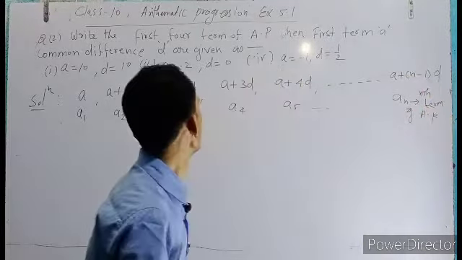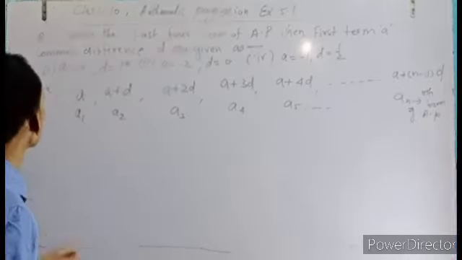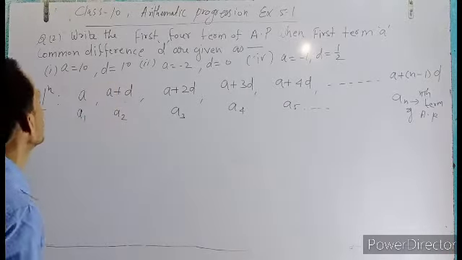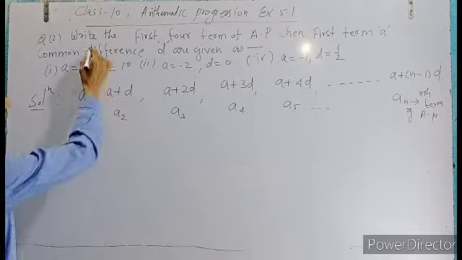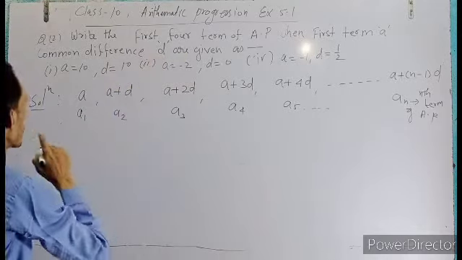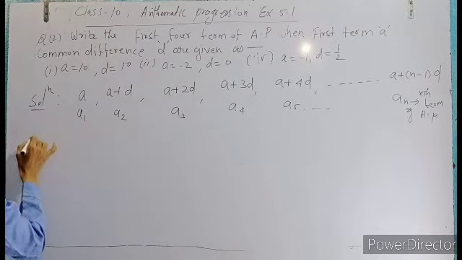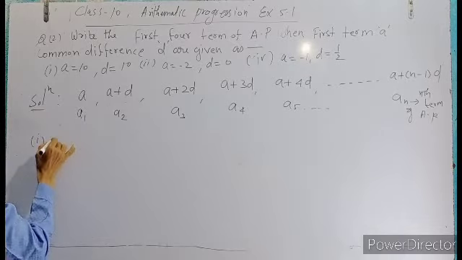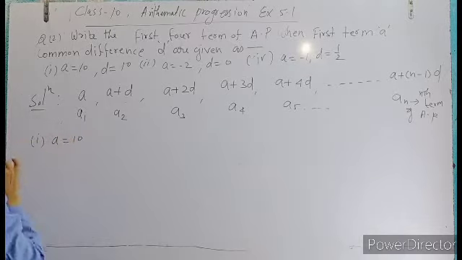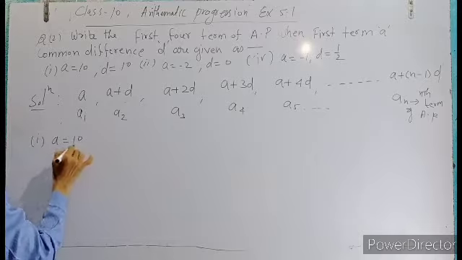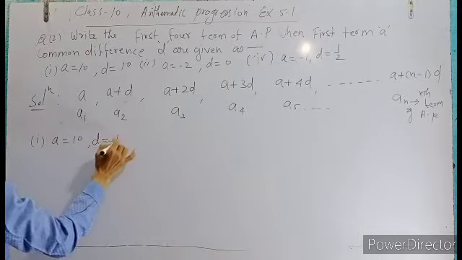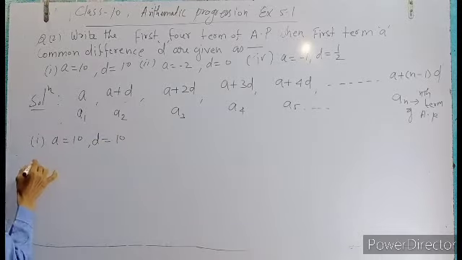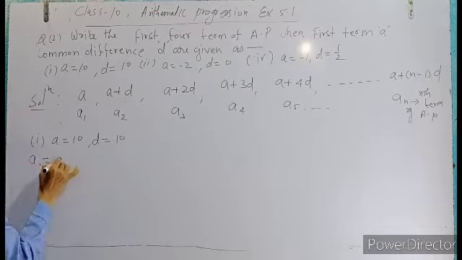Now we have to find the first, second, third, and fourth terms. Write the first four terms, that is, A1, A2, A3, A4. Now, the first question I have given: A equal to 10 and D equal to 10. So what will be A1? A1 is equal to A, that is equal to 10.